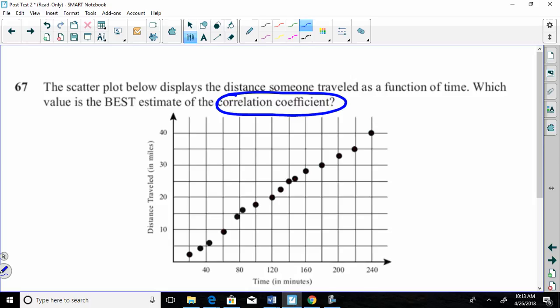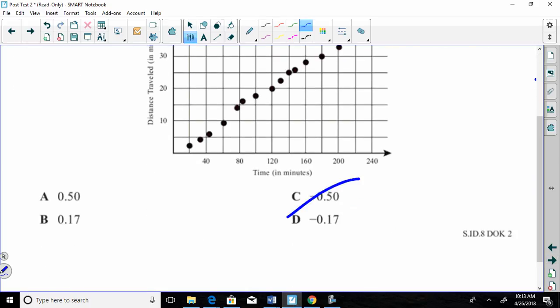So first of all, what type of correlation is it, positive or negative? Positive. So which 2 can I eliminate? C and D. And then which one? It's pretty strong, right? So which one's stronger? A. The closer it is to 1, the stronger it is. Same with negative 1. The closer it is to negative 1, the stronger it is.